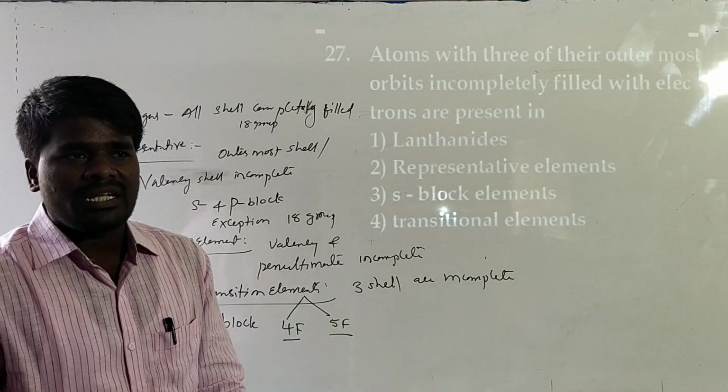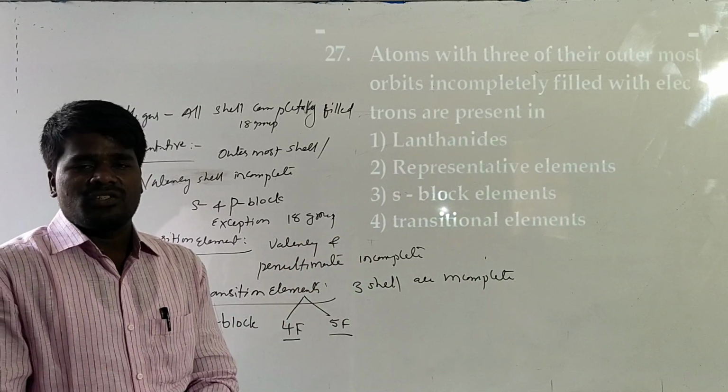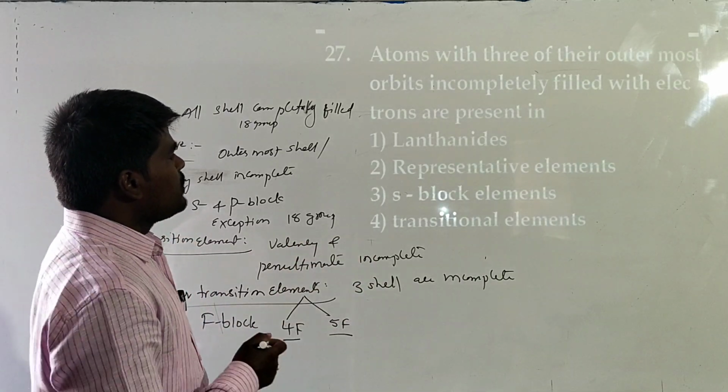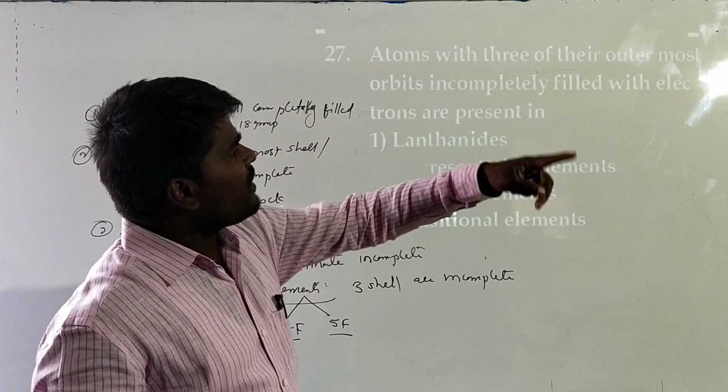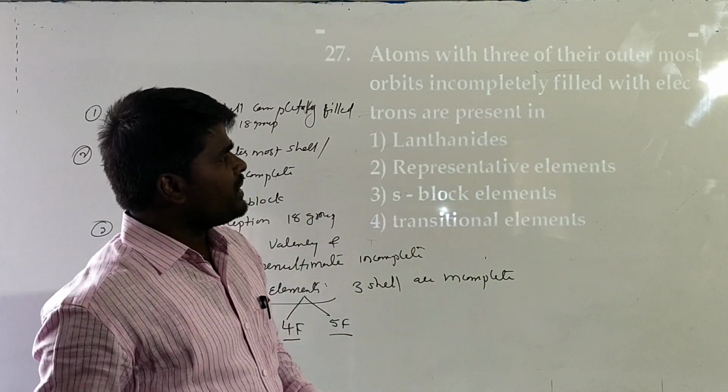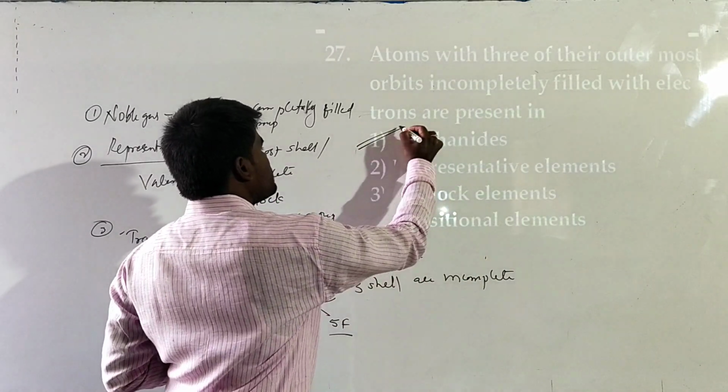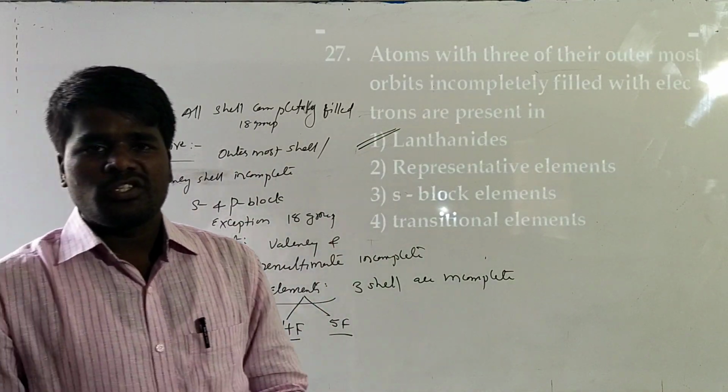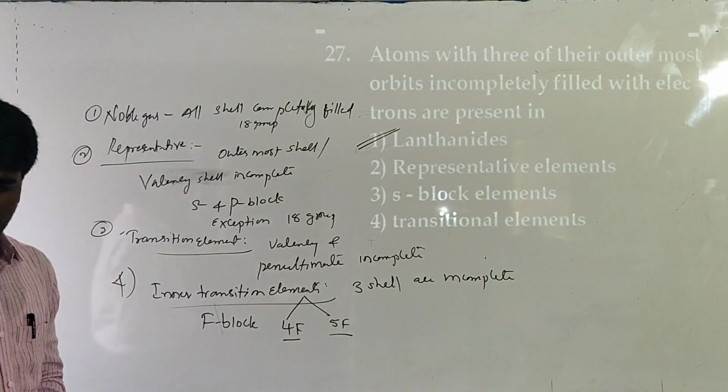Why we call them inner transition? They are within the transition elements and that is what is inner transition. So atoms with three of their outermost orbitals incomplete come under lanthanides. That is, F block elements are inner transition elements. Right? Hope it is clear.